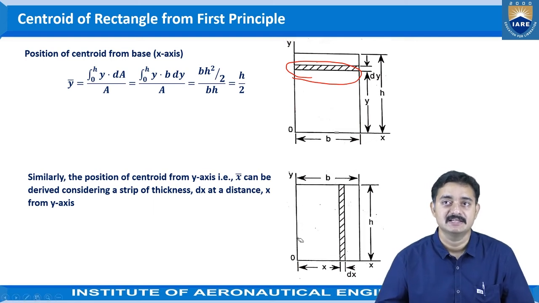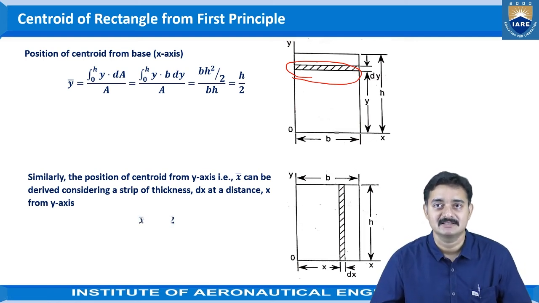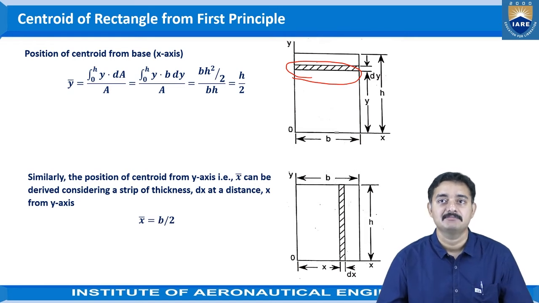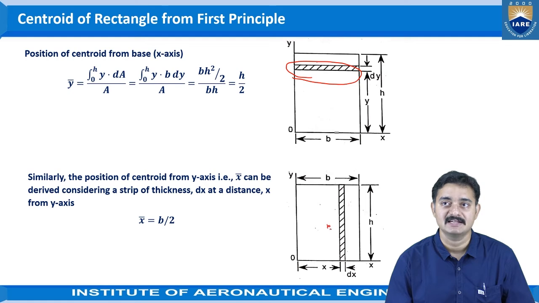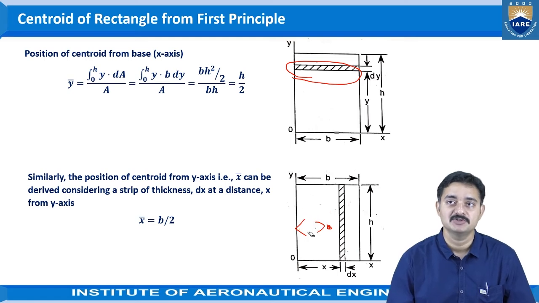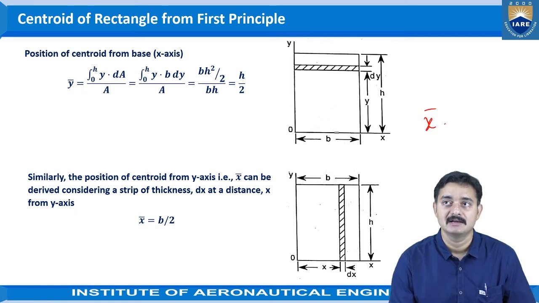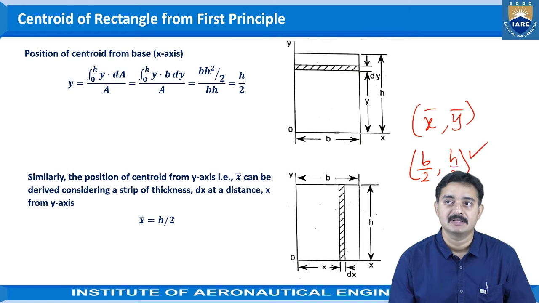And the dx is at a distance x from the y-axis. From that we can obtain the value of x bar as b by 2. That would again be exactly at the center. So this is the centroid's position. As we have seen here, we have obtained the x bar and y bar positions as b by 2 and h by 2. The coordinates have been identified like this.